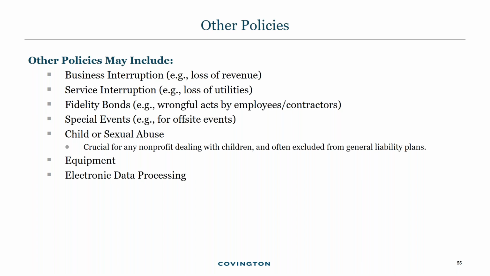You may have a service interruption policy, and again, that may be included in your property program, and that covers things such as a loss of utilities, or loss of internet services, which causes you to lose revenue. Fidelity bonds are specialized insurance policies that generally cover wrongful acts by employees or contractors, such as an employee stealing cash out of a lockbox. But it certainly can involve more complicated scenarios than that.